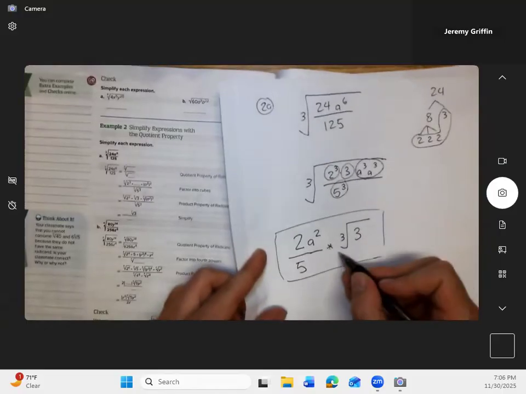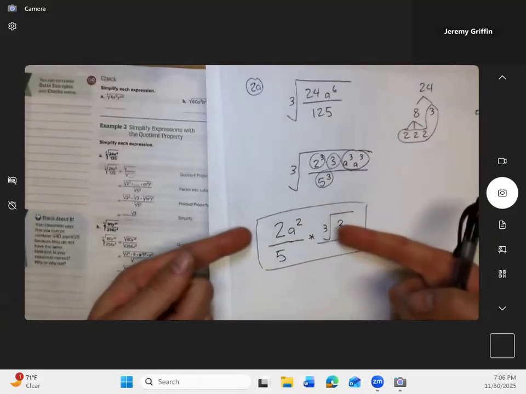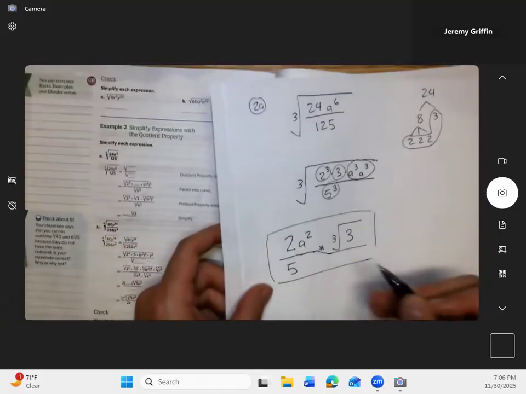And of course, you guys know that this cube root of 3 could be part of the numerator, if you just wanted to show this all in one giant fraction. So that would also be true.